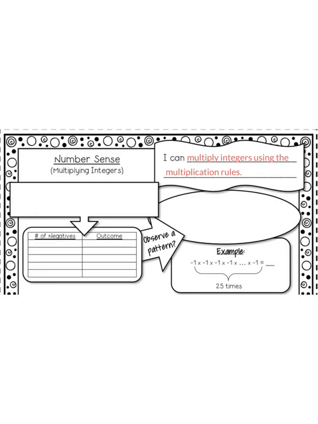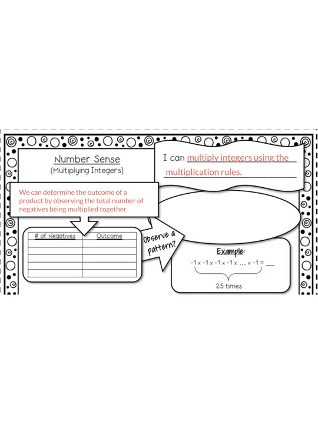Hello, ladies and gentlemen. Today our learning goal is I can multiply integers using the multiplication rules. We can determine the outcome of a product by observing the total number of negatives being multiplied together. Let's take a look at the number of negatives.